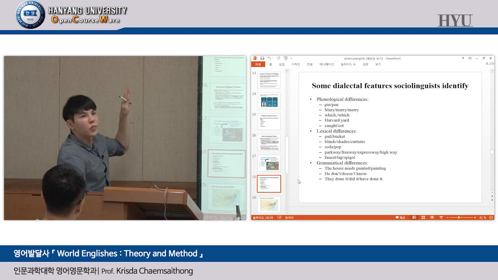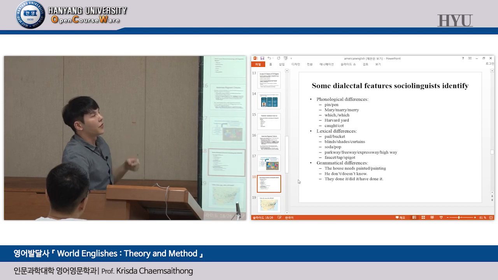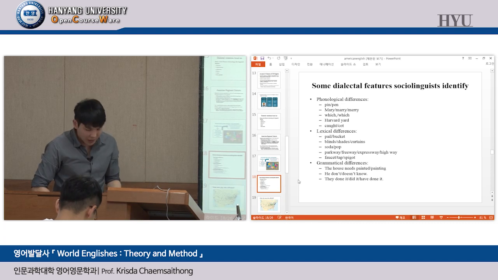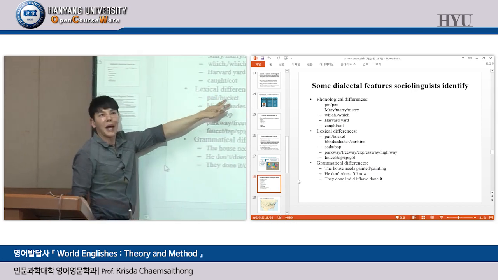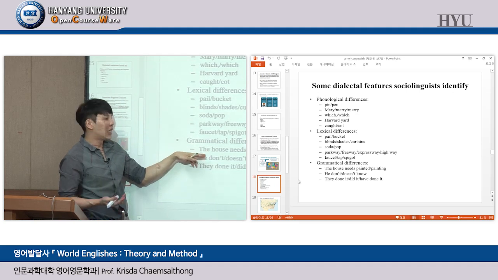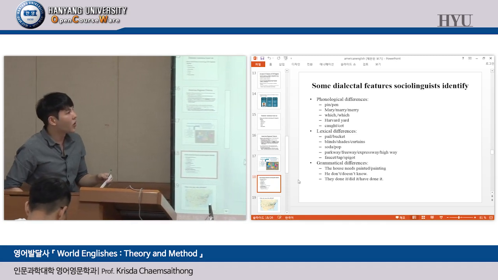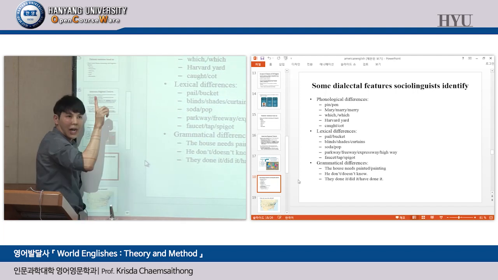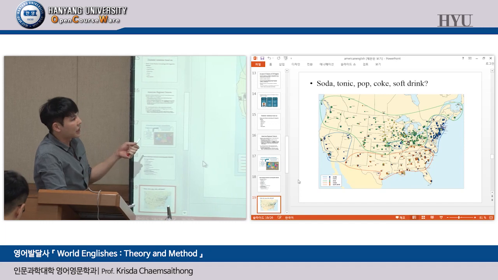So what I'm saying here is dialects could be different in terms of phonology, in terms of morphology, in terms of grammar. Now people go around asking questions, what do you call this thing? You call it a pail or a bucket, you call it blinds or shades or curtains, right? Or how do you say this? The house needs painted or the house needs painting, right? So people go around, so one item is one isogloss, right? So you collect a lot of data and you come up with this type of thing, right?